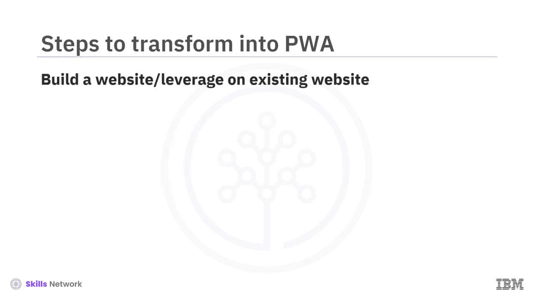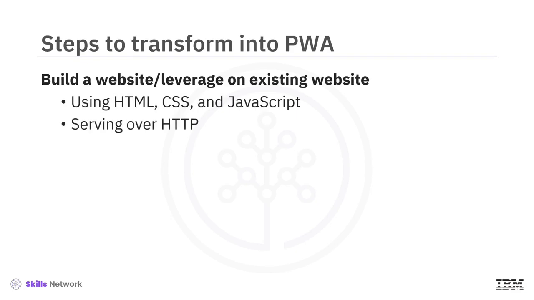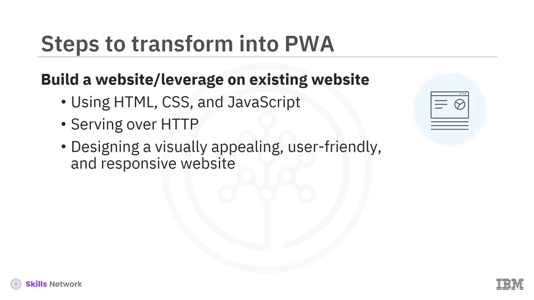The first step is to build a website or leverage an existing website. You can use HTML, CSS, and JavaScript to develop a new website or host your existing one on HTTPS before updating it to a PWA. This is because PWAs rely on a number of features that only work over a secure connection, like service workers and the web app manifest.